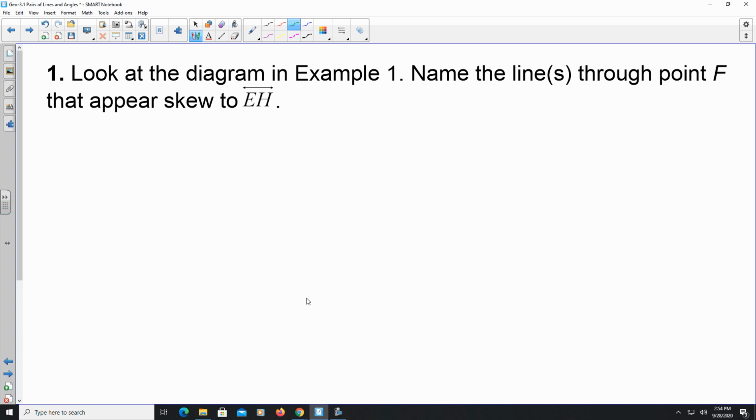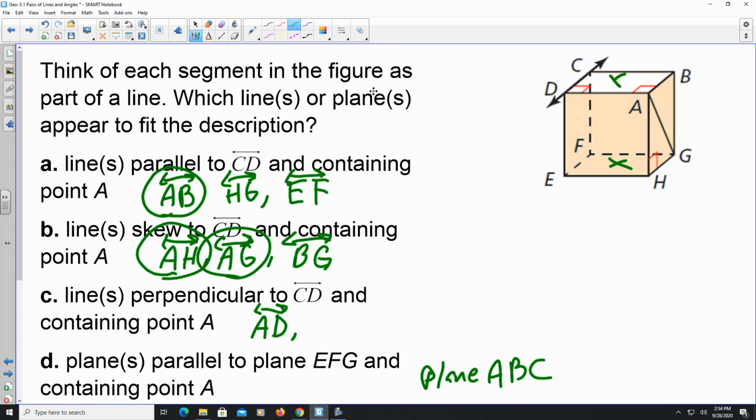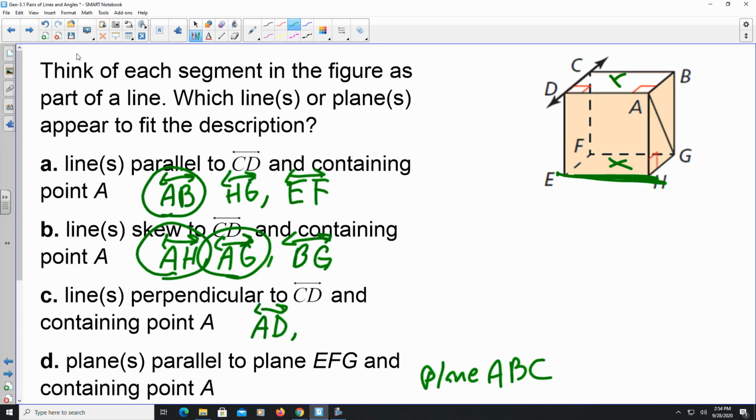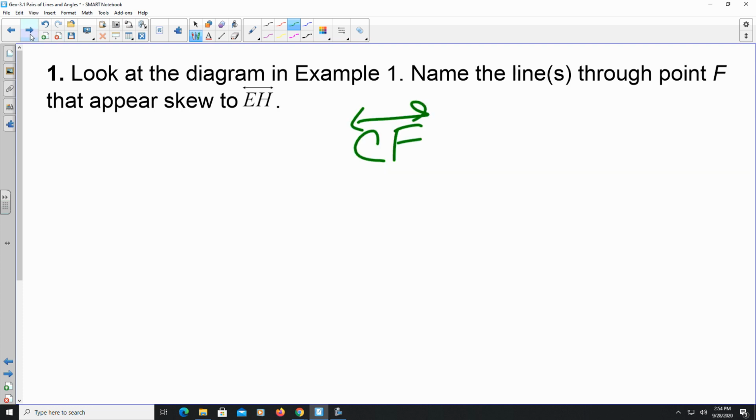All right, so here it says, look at the diagram in example 1. Name the line or lines through point F that appear skewed to EH. So EH is right here, and you have to use point F, so I would say CF would work. Let's see if there's anything else that would work. CB would be parallel. Maybe we can go CD. Yeah.